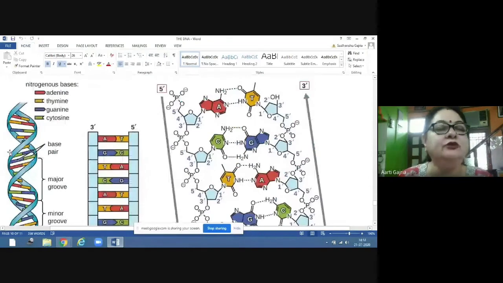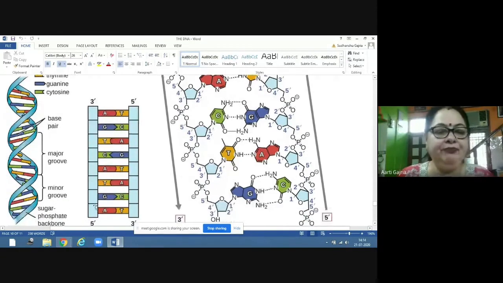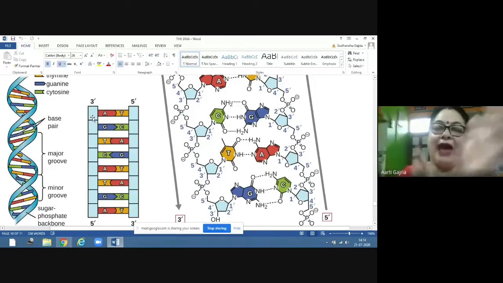This makes it all the more clear. This is the double helix. And if I uncoil it and make it straight, then this is the structure. 3 prime to 5 prime, and here it is 3 to 5. That means it's anti-parallel. This is called anti-parallel.